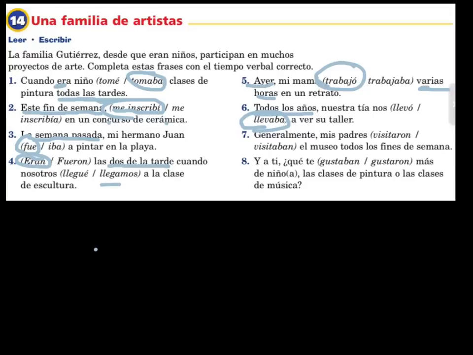Generalmente, mis padres blank el museo todos los fines de semana. They're giving you lots of clue words here because they gave you both generally and todos los fines de semana. So every weekend, they used to visit, imperfect. A ti, ¿qué más? ¿Qué te blank más? So de niño, when you were a child. That is an indication of a time in the past that's not specific. We don't know when exactly your childhood ended. So what did you used to like? Painting classes or music classes? I hope that went well for you.